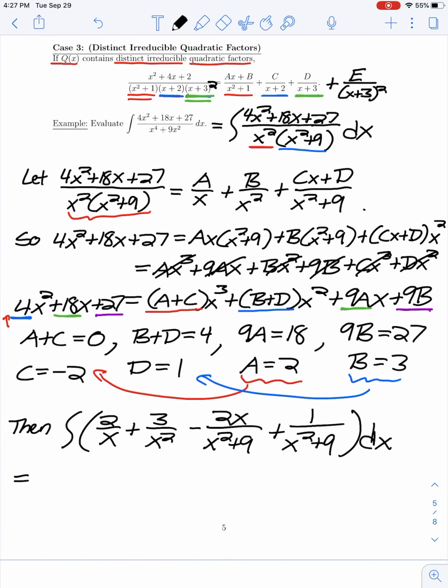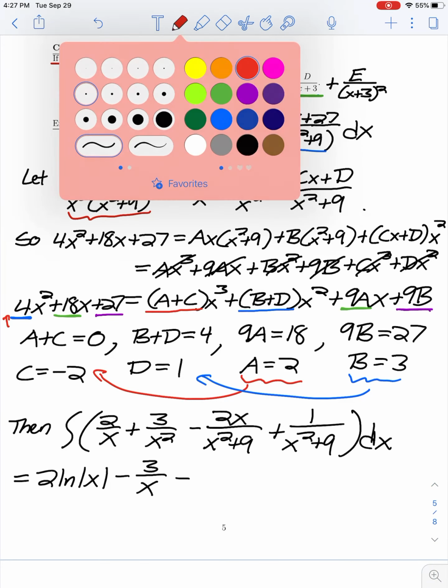For this first term, we would have an antiderivative of twice the natural log of absolute value x, then plus 3 times the antiderivative of 1 over x squared, which is negative 1 over x, so we get negative 3 over x, minus, let's think about this third term.